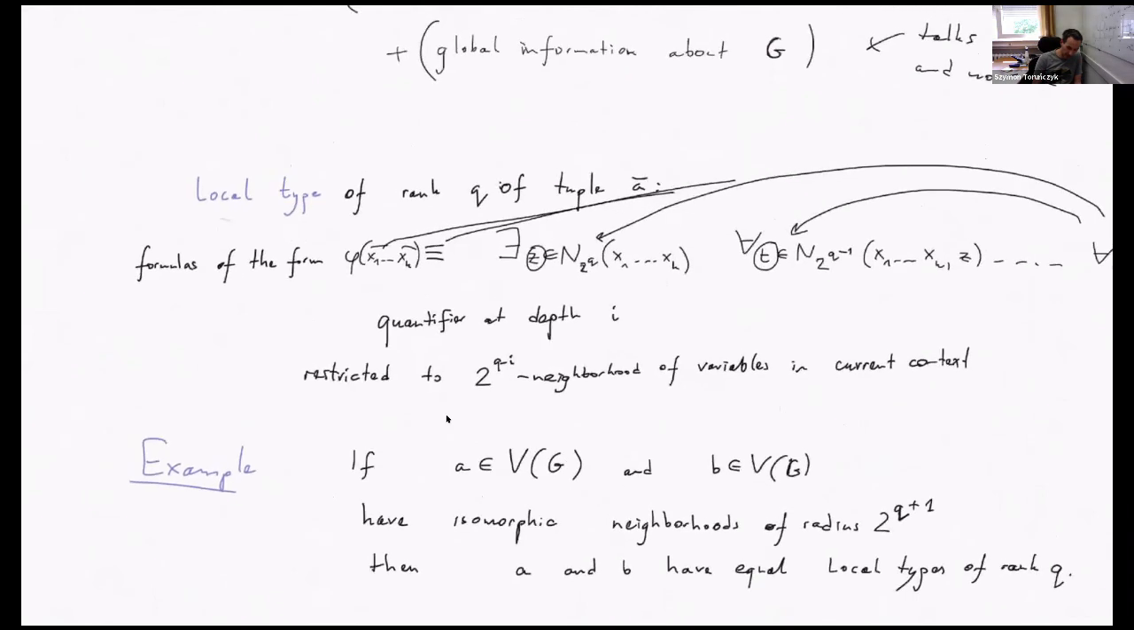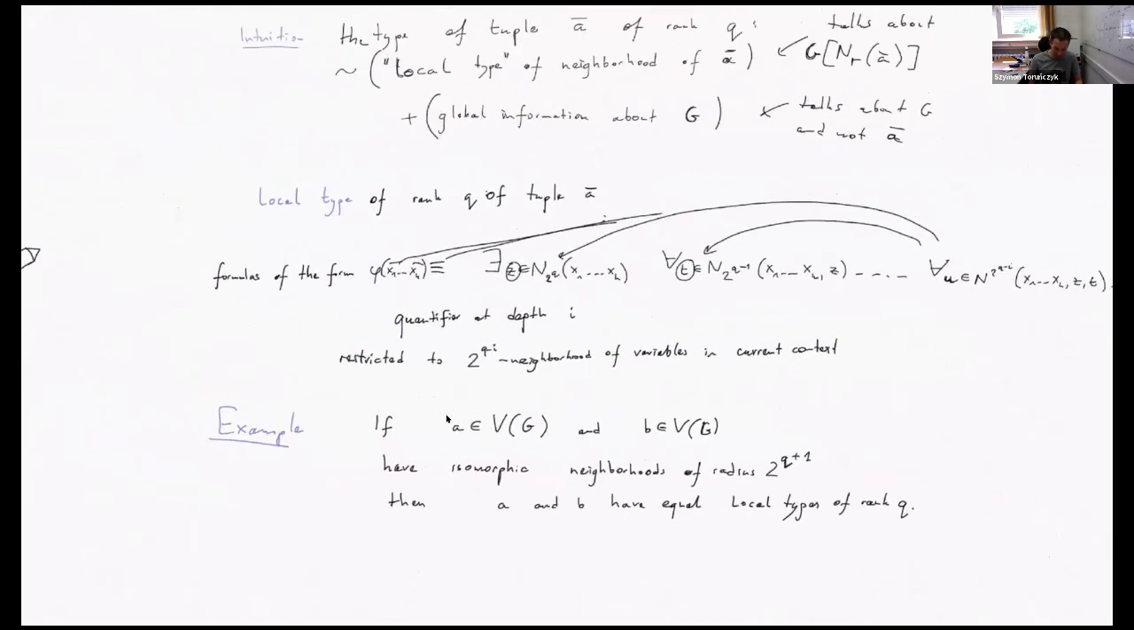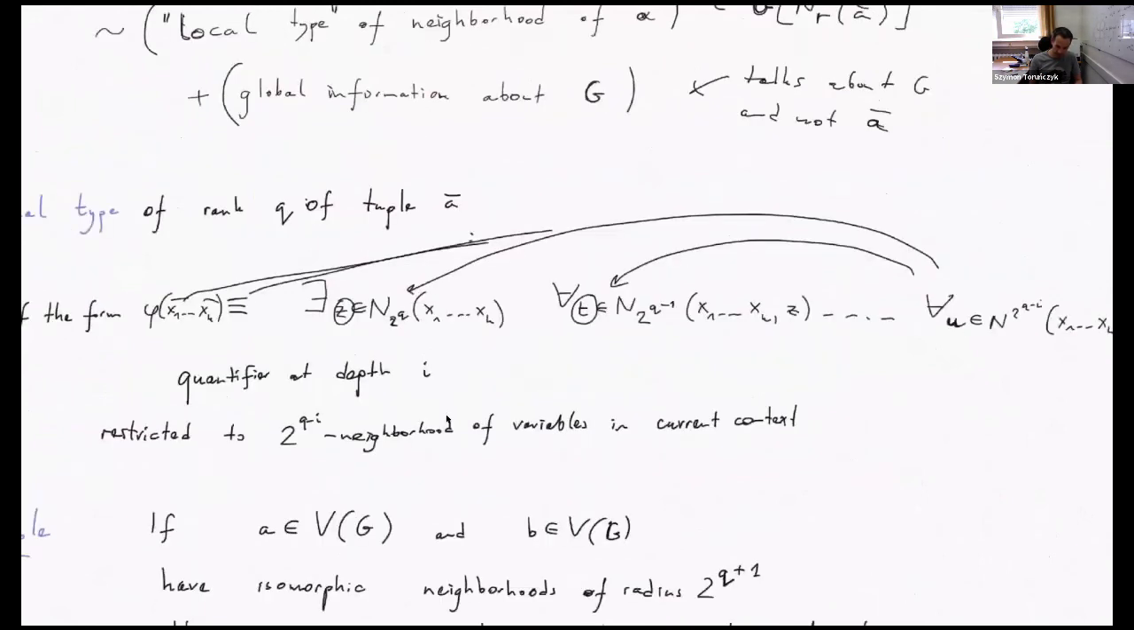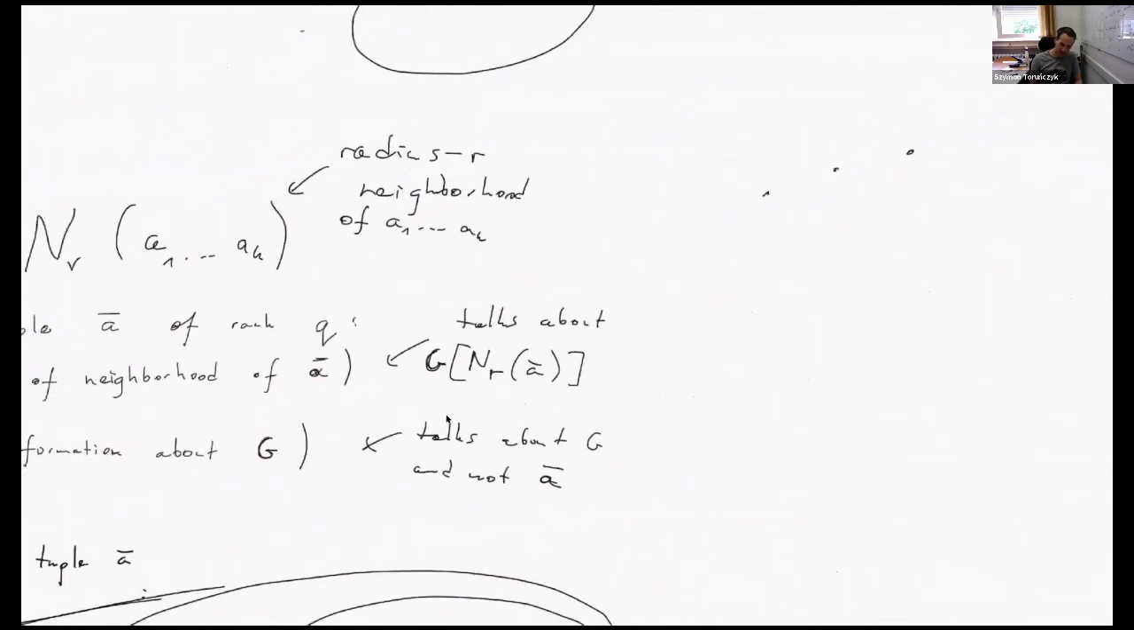So the local type of rank q of a tuple a bar is the set of all formulas of this form which are satisfied by this tuple. Note that I should have introduced this notation: N_r of a1 to ak is the radius r neighborhood of a1 to ak. So if I have some vertices in a graph, say a1, a2, a3, I look at their neighborhoods, and this is the radius r neighborhood.